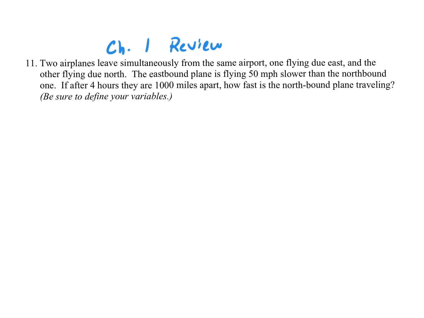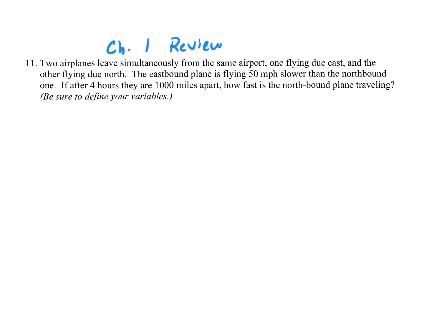This is the solution to problem number 11 from the Chapter 1 review. It states that two airplanes leave simultaneously from the same airport, one flying due east and the other flying due north. Then we get some information about their speeds. The eastbound plane is flying 50 miles per hour slower than the northbound one. And we're told if after 4 hours they are 1,000 miles apart, we're supposed to find how fast the northbound plane is traveling. So to begin, let's sketch a diagram.